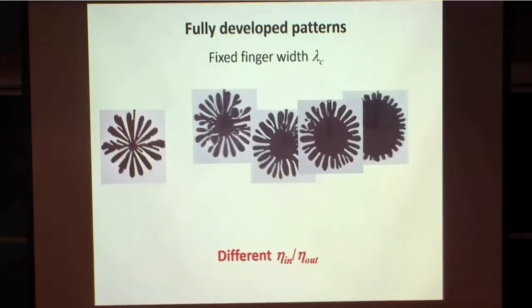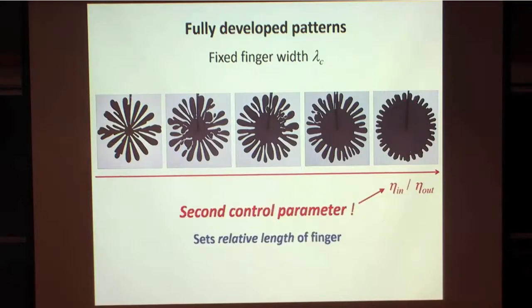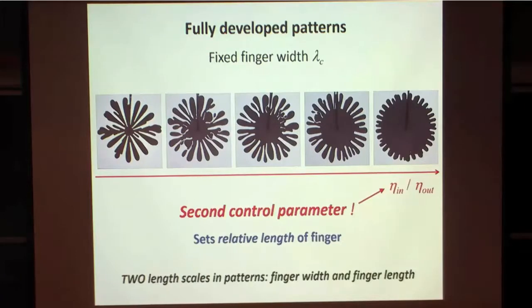And it's a control parameter which very systematically changes our patterns from a pattern with very long fingers to a pattern with shorter and shorter fingers and a larger and larger inner circle region. So this really gives us a second way of controlling the types of patterns that we get, where the viscosity ratio sets the relative length of the fingers. And so what this tells us is that there's really 2 length scales in this problem. There's the width of the fingers and the length of the fingers, and we can change them independently.